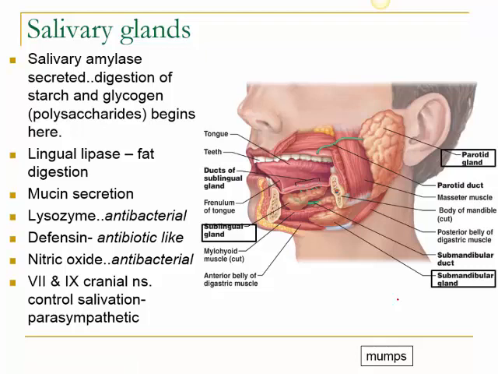The testes get affected. It causes what is known as orchitis. So in an adult, that could lead to infertility. So for adult males, that's why getting vaccinated becomes very, very important.